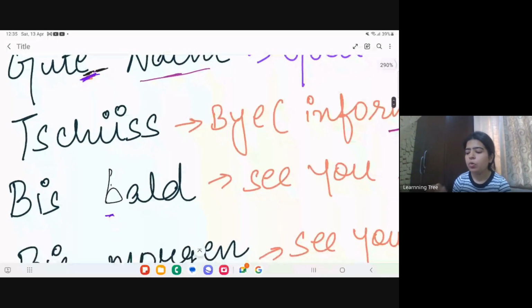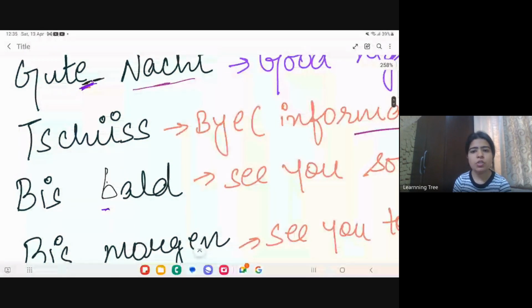Now talking about bye. Bye in informal conversation is called tschüss, right? Only in informal conversation. So let's say if you want to say bye to me, you cannot say tschüss because we are not having informal conversation. We are currently in a formal setup. So we cannot use tschüss here. Tschüss we use only for informal conversations.